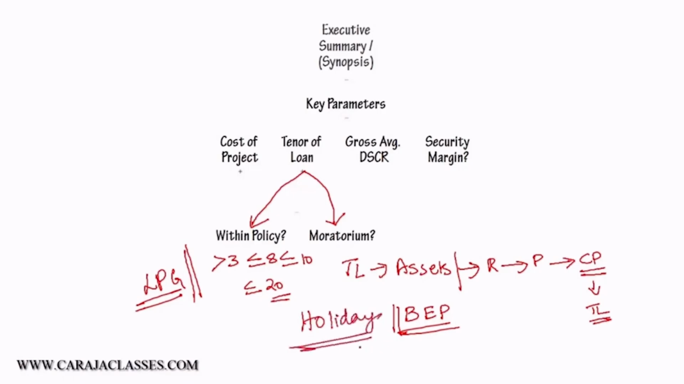Here the bank may be agreeing for the holiday in terms of principal. The bank may say, okay, take the loan for up to 6 months. You need not pay any principal, pay only interest. It means this is the moratorium, that is the holiday, the principal holiday period given to the borrower. So what is the moratorium? That should also be captured.